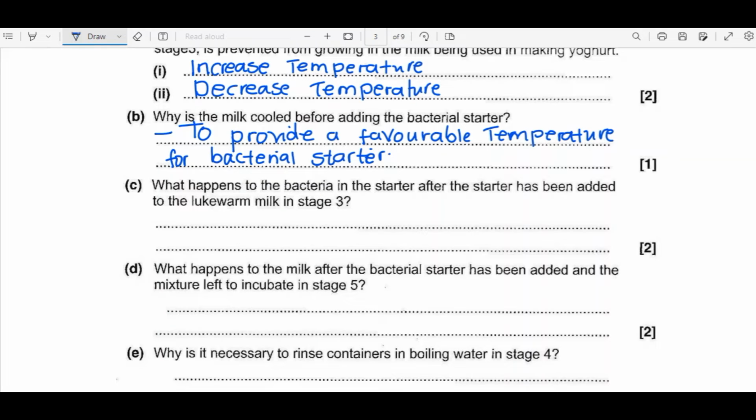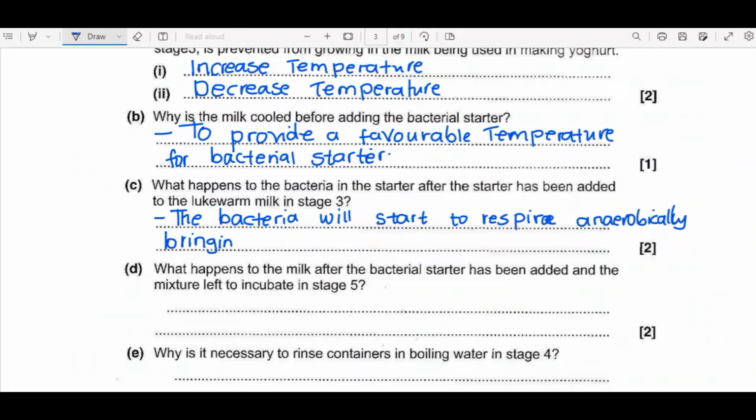So what happens to the bacteria? We say the bacteria will start to respire anaerobically, bringing the process of fermentation.